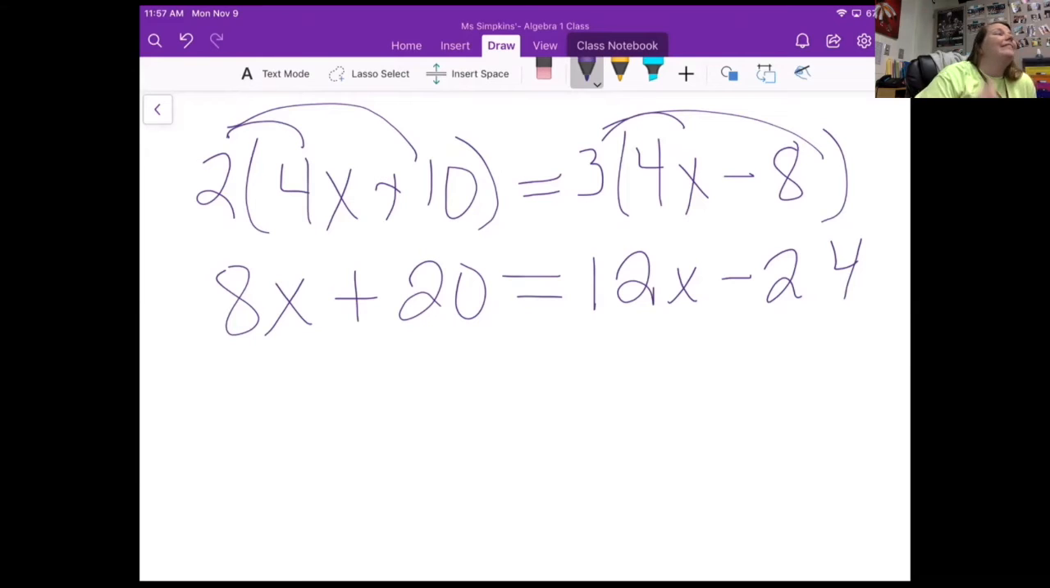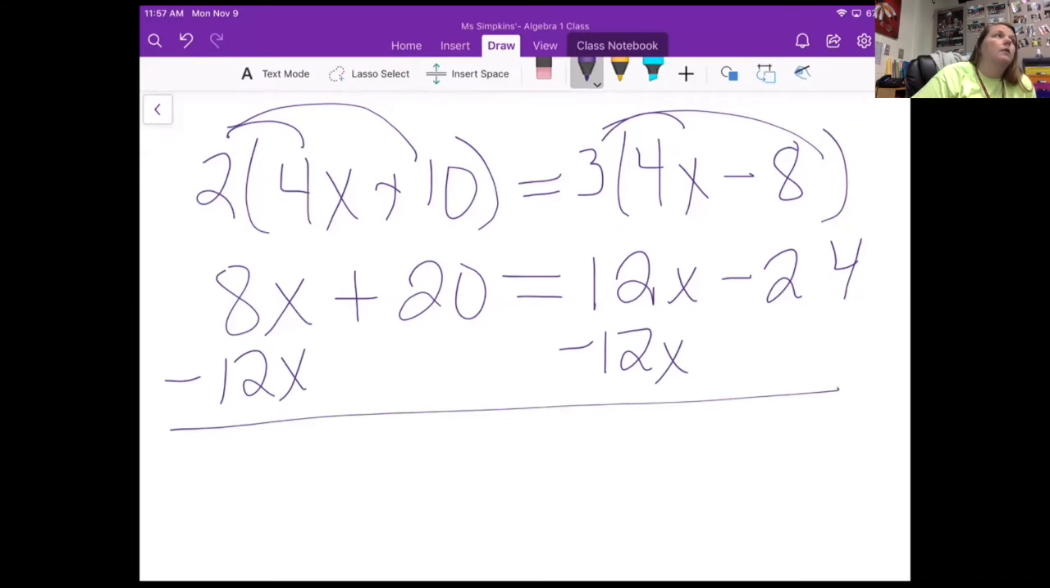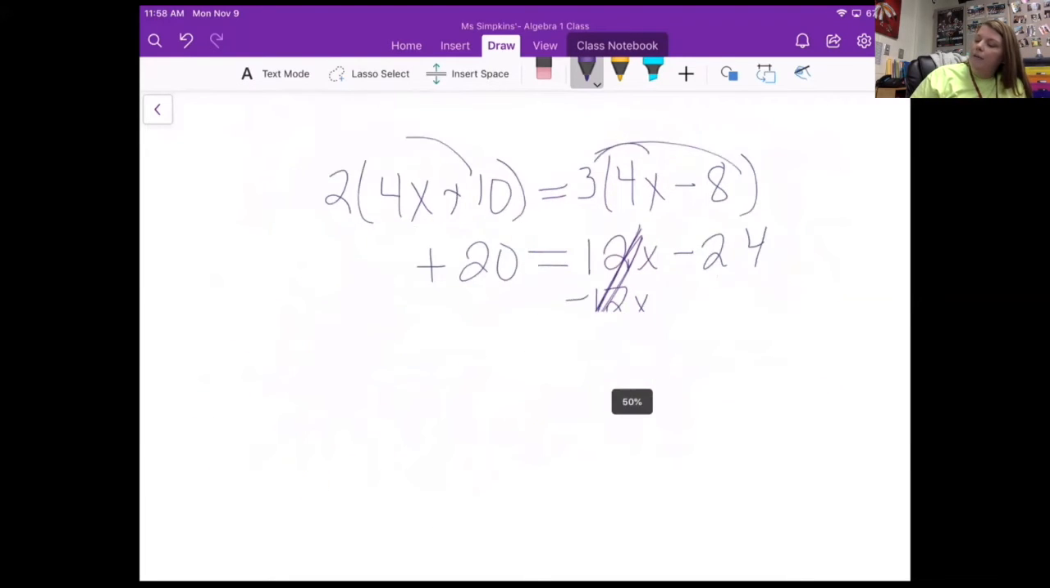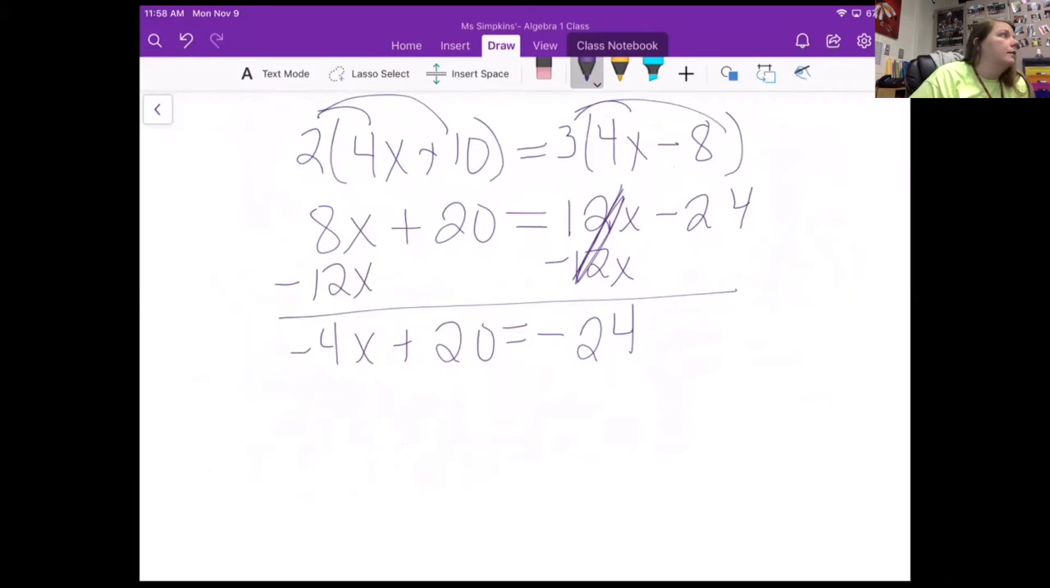Positive. So if we're trying to eliminate a positive 12x, we want to do the opposite of positive 12x, which would be negative or minus. But remember, we want to do that on both sides of the equal sign. So what is 8x minus 12x? -4x. We still have plus 20. What happened to that 12x minus 12x? It cancels. And on the right-hand side, I'm left with -24. And again, what does that look like? A two-step equation, which we should be able to solve.